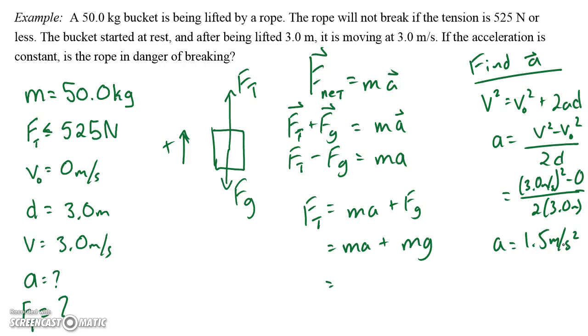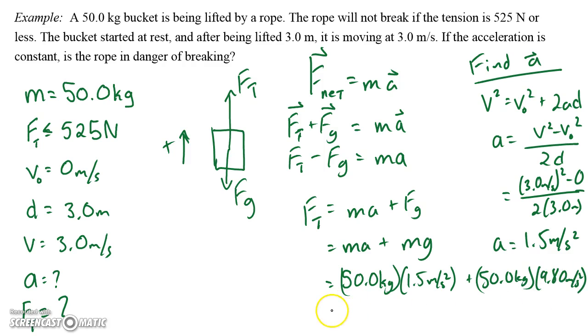Now we know our acceleration. Now we can take that and put it into our equation. Our mass, 50.0 kilograms, acceleration, 1.5 like we just calculated, plus our mass again times 9.8 meters per second squared. We calculate that up and it will give us 565 newtons.